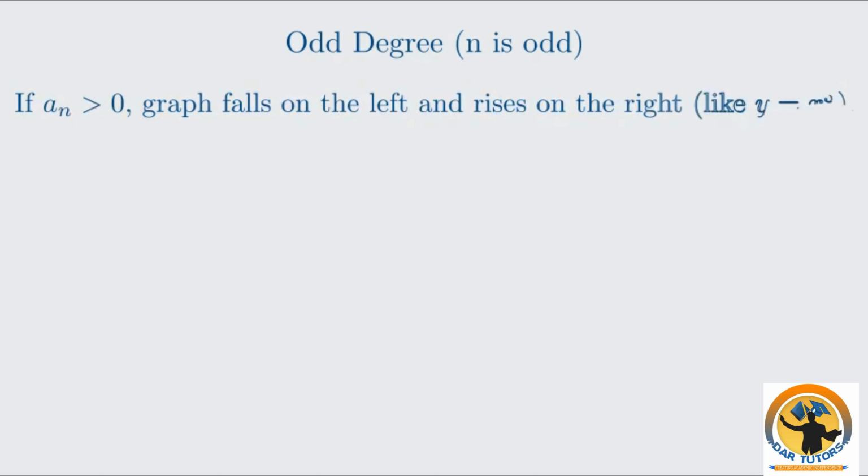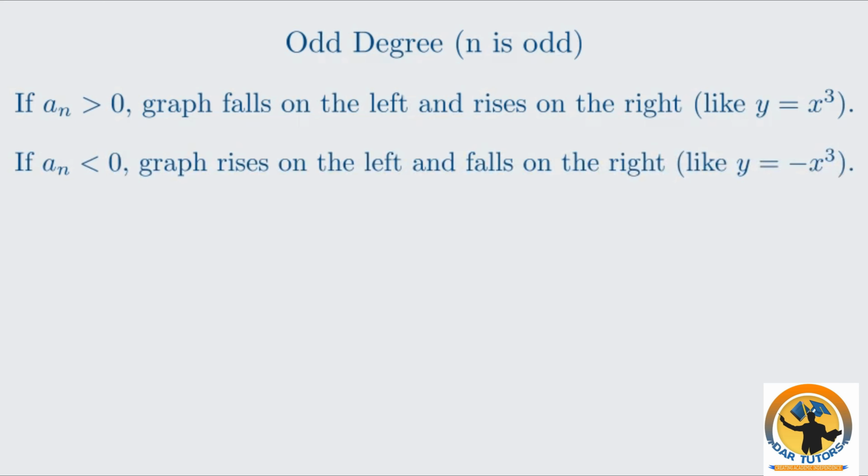If the leading coefficient is positive, the graph falls on the left and rises on the right. Think of y equals x cubed. As x goes to negative infinity, y goes to negative infinity, and as x goes to positive infinity, y goes to positive infinity. If the leading coefficient is negative, the graph rises on the left and falls on the right.